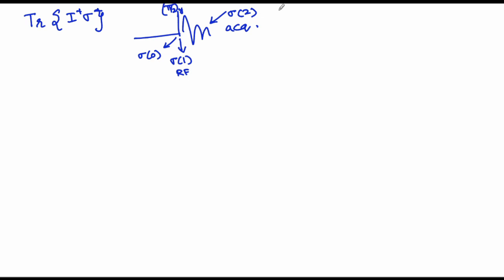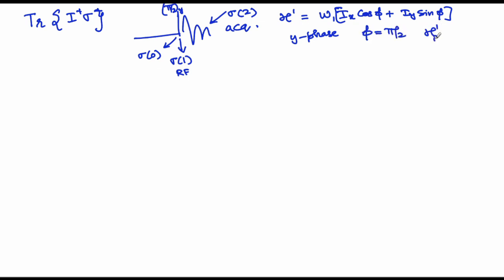In the previous lecture, I hope you remember the transformed Hamiltonian when you apply the pulse is given by omega 1 times Ix cos phi plus Iy sin phi. Since we are trying to say it's a Y phase pulse, phi will be given by pi by 2. Therefore, the RF transformed Hamiltonian is going to be given by omega 1 times Iy.